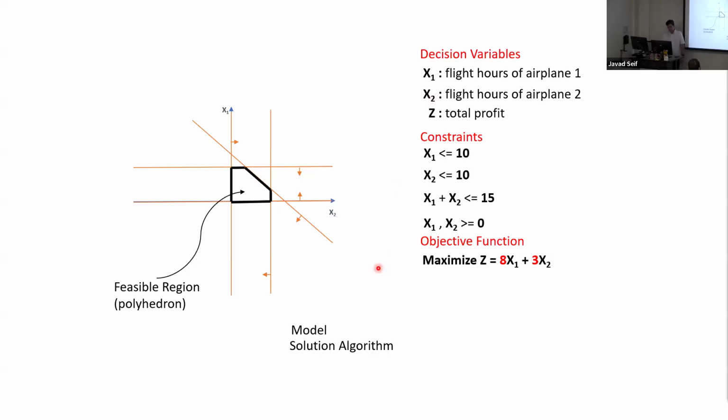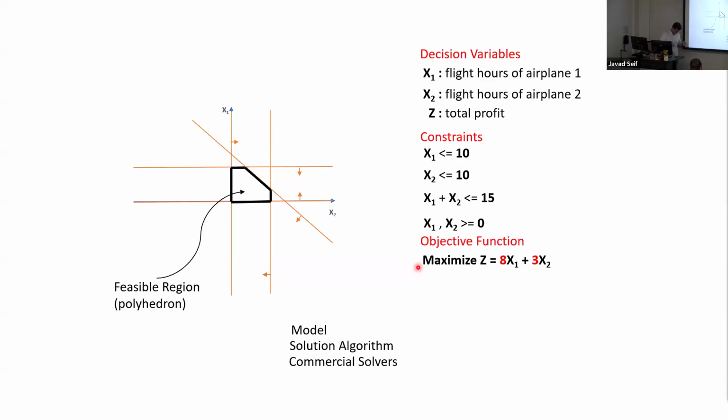The solution algorithm, on the other hand, is not shown here. The solution algorithm would search through this feasible region, or the solution space in general, and find a point or a solution that maximizes or optimizes this objective function, which in this case is maximization.